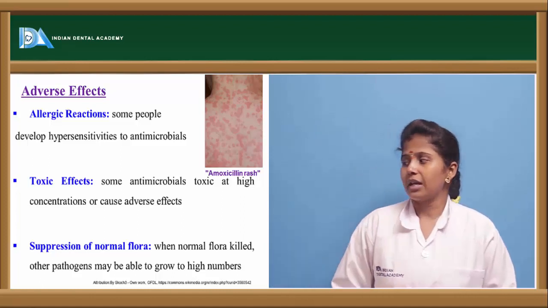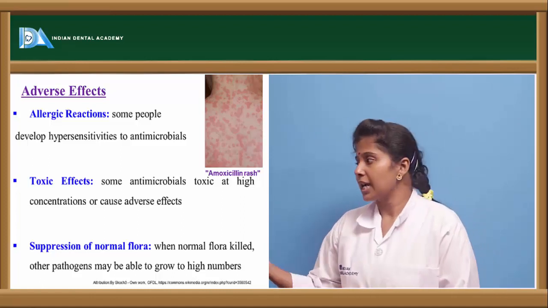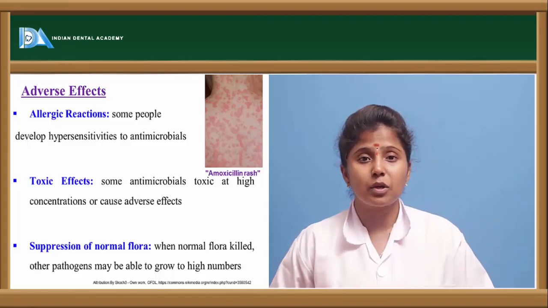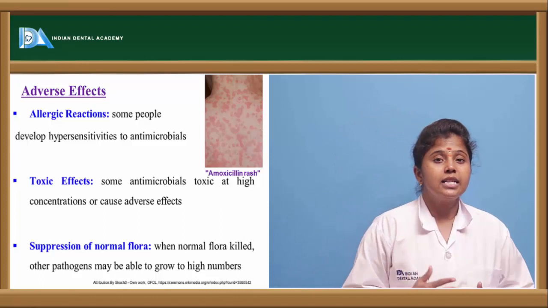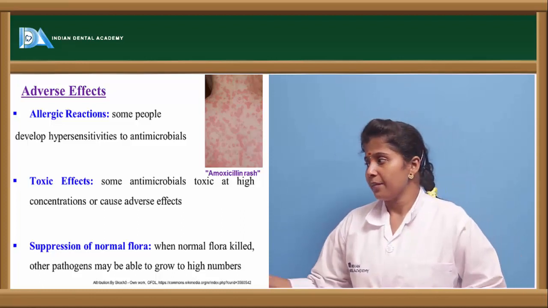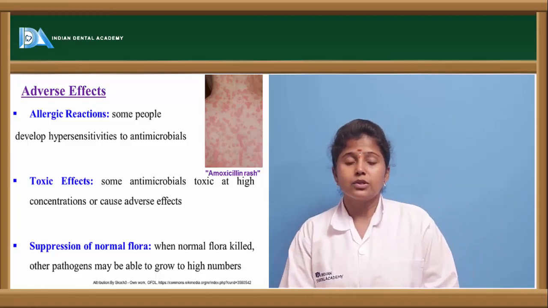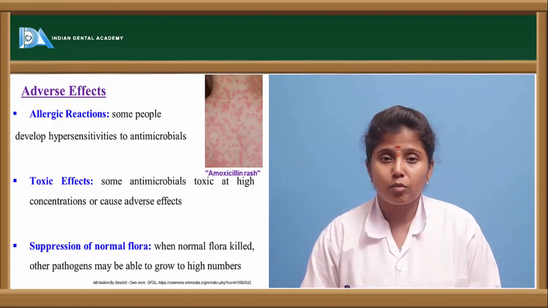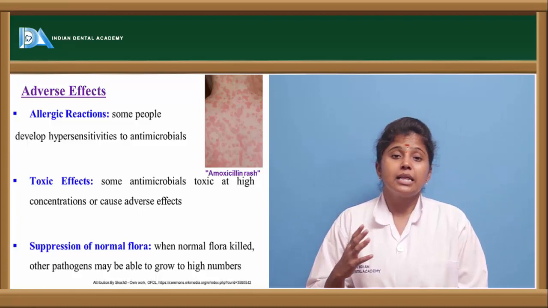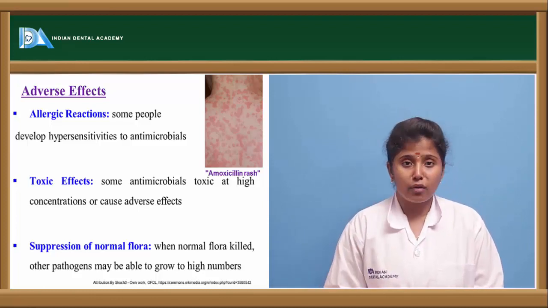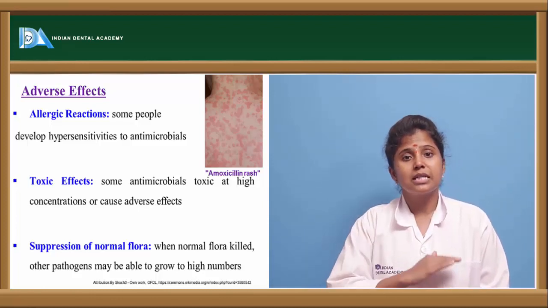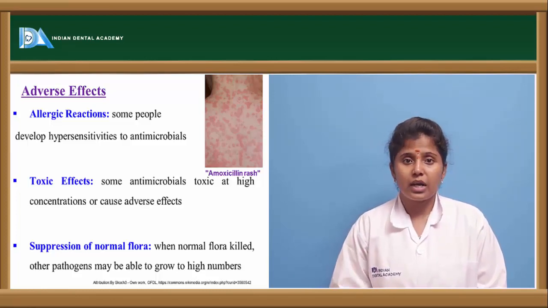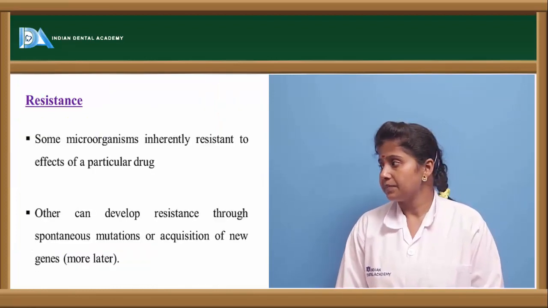And toxic effects. Some antimicrobials have toxic effects at higher concentration. If we give these antibiotics at higher concentrations, they may produce adverse effects. And suppression of normal flora. These antibiotics even kill the normal bacteria which are present in our body. In our intestine there is bacterial flora which is useful for the body. These antibiotics even kill the normal flora, thereby the infection-causing microorganisms will develop easily.